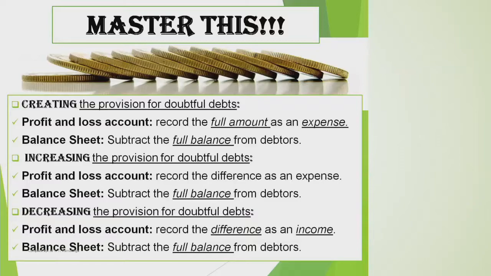Okay? In case our provision for doubtful debts is decreasing, we record the difference in the profit and loss account as an income, while in our balance sheet we subtract this full balance from the debtors.